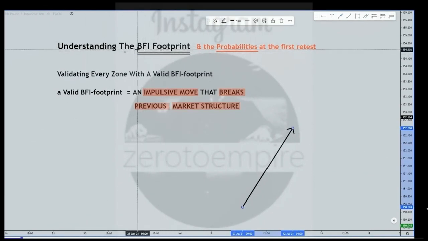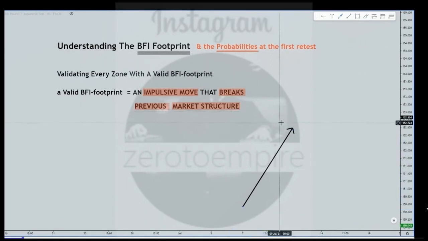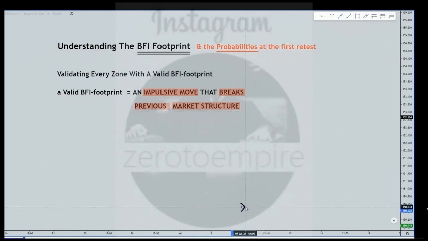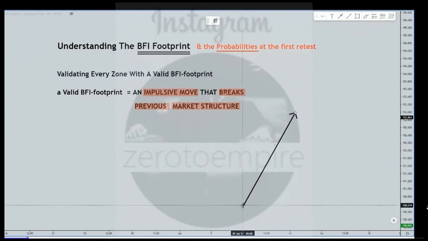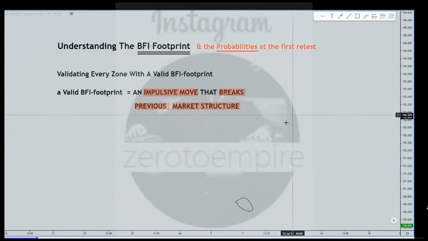And we need to understand this footprint, which we can see only after they step and they print. Only then can we know what exactly happened at the origin of this footprint. But we need to define this BFI footprint. And here's the definition: an impulsive move that breaks previous market structure. Let's break each word down because it's really important.